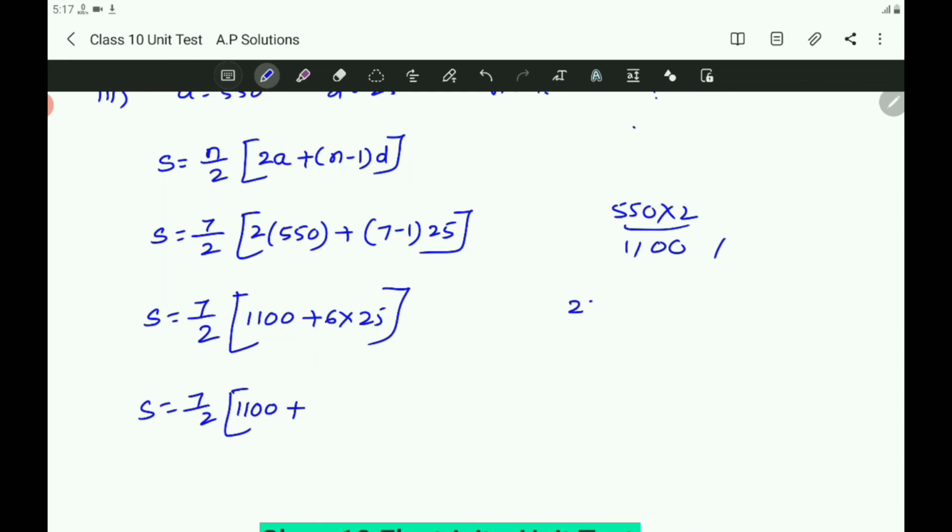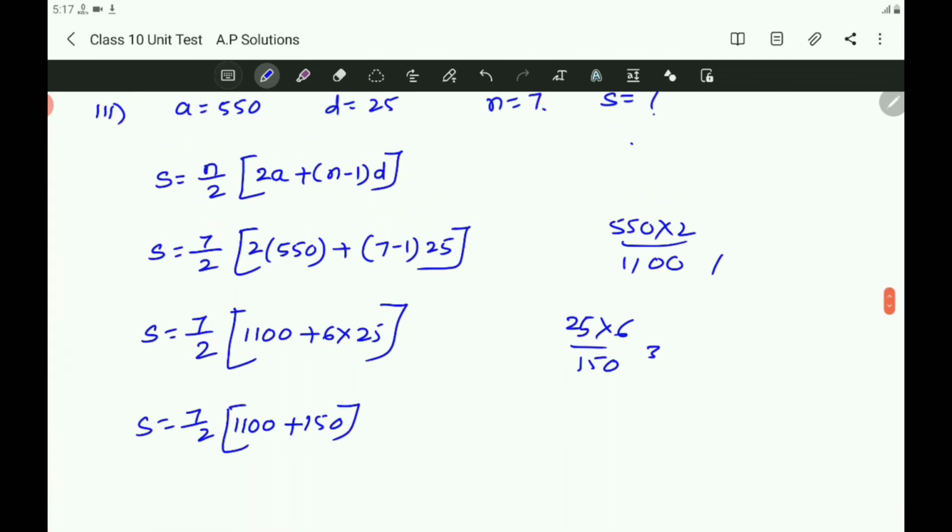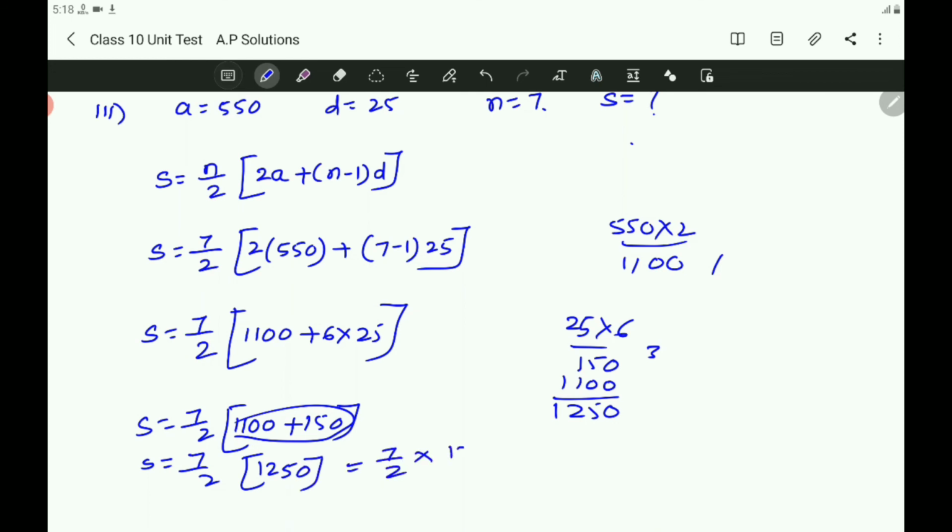25 6s are 6 5s are 30, 6 2s are 12 plus 3, so you got 150. Add these two. Then S equals 7 by 2 into, what is the sum of these two? Add this 1100 and 150, that becomes 1250. That is 7 by 2 into 1250. You can cancel 2 and 2, and so on. Then find the product of 6, 25 and 7. 7 5s are 35, 7 2s are 14 plus 3, 17, and 7 6s are 42, 42 plus 1, 43.